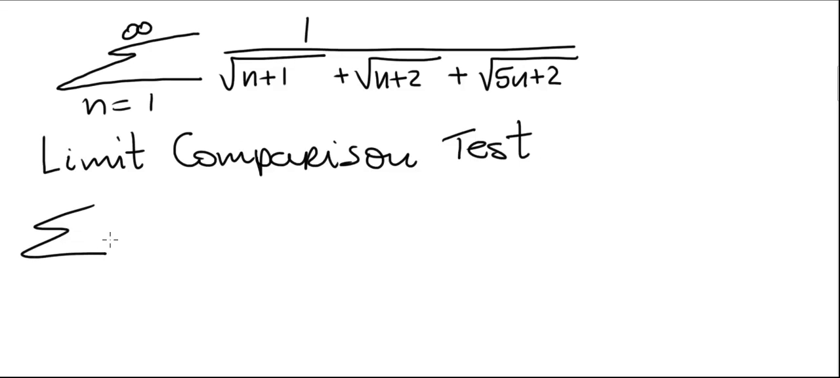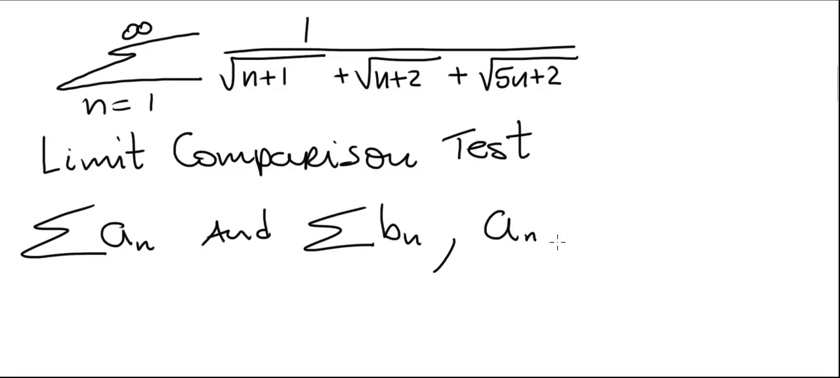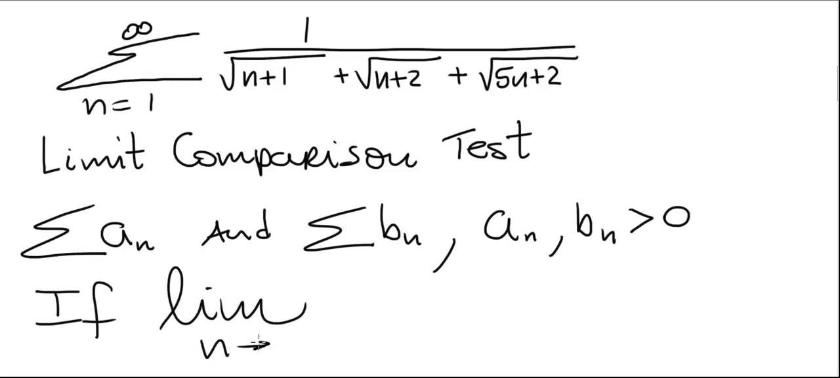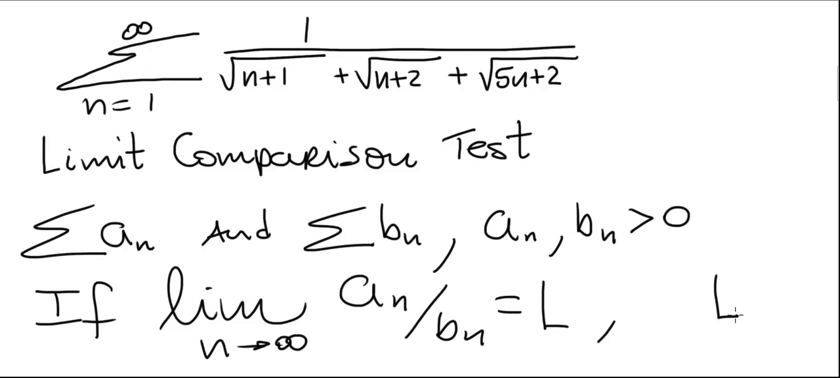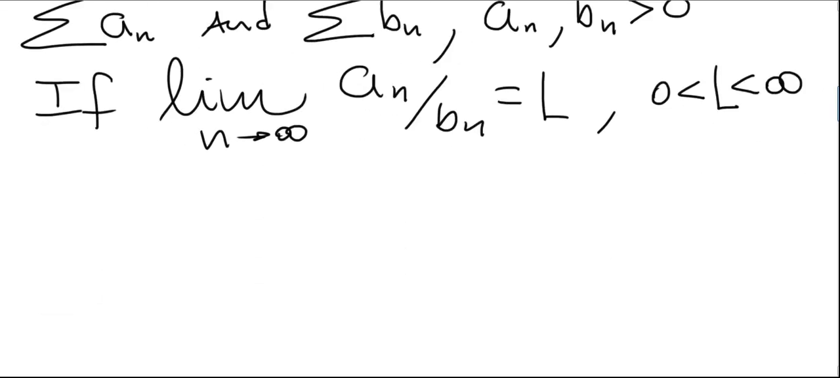Limit comparison test says that if we have two series, we call the summation a sub n, that's the first one, and the summation b sub n, that's the second one, with the restriction that a_n and b_n are positive for all n, if we take the limit as n goes to infinity of a_n over b_n, and that limit, let's call it L, is positive and finite, then the two series either converge or the two series diverge. So we can express it this way.